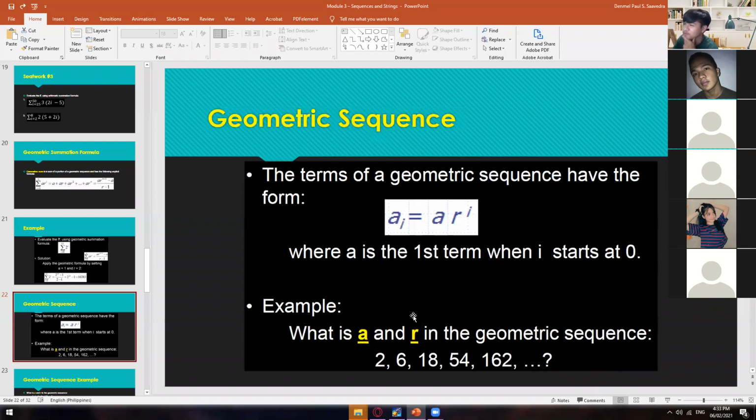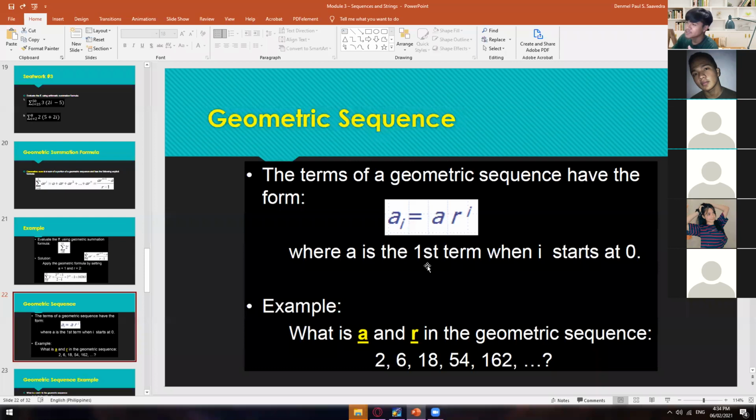A is 2. Okay, this is actually a bonus already. So as you can see, A is the first term when I starts at 0. So as you can see, 2 is the result. So there's no other solution or formula for this one. Just whatever is the value of this one, then that is already your A. And then R in the geometric sequence here is depending on the formula.